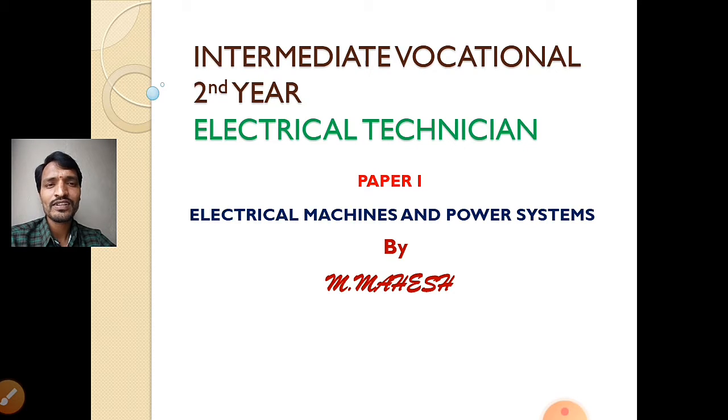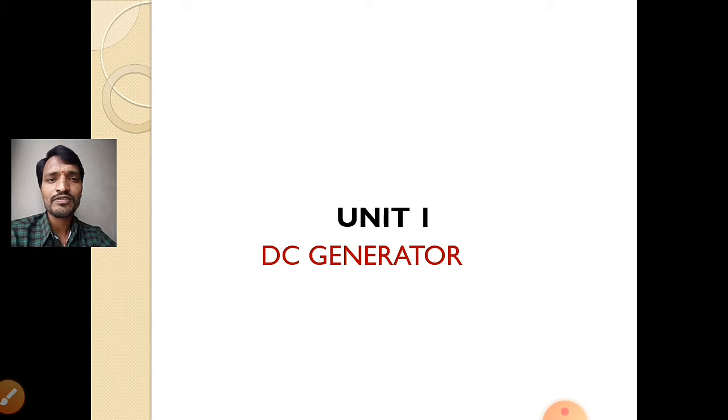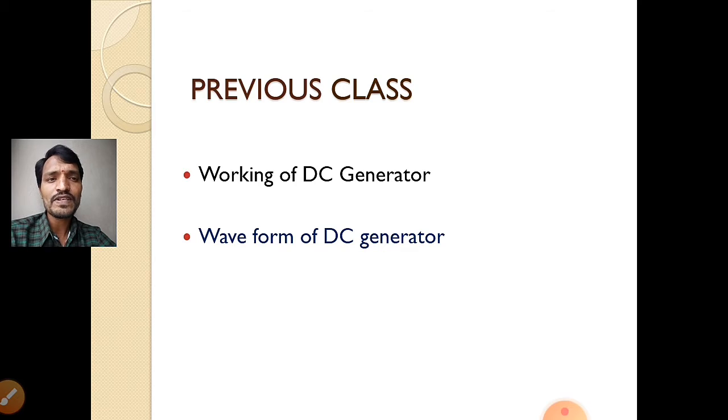Today in our electrical technician course we are going to study paper 1, that is electrical machines and power systems. In this we have started our first unit, DC generator. We have already discussed some topics in DC generator. In the previous class, we studied the working of a DC generator and the waveform of a DC generator. We got the waveform as AC output, a sinusoidal waveform. Now we are going to discuss how this sinusoidal waveform is converted into the actual DC waveform, okay.